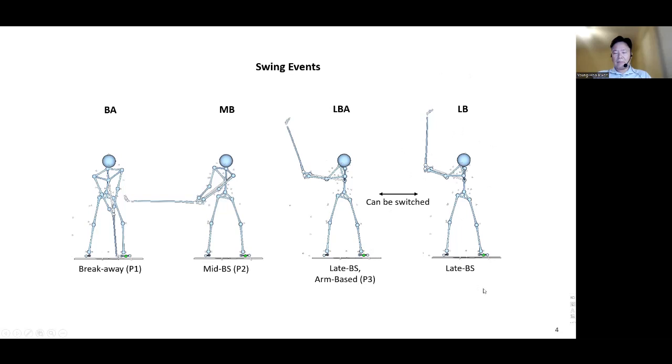Now, this doesn't have any P number here. And also, between the late backswing arm-based and the late backswing, this is the typical sequence. So you'll reach LBA first and then LB. But in some cases, these two can be switched. For those who start the backswing with an early wrist cut, you'll have the club aligned vertically first, and then the left arm or the lead arm becomes parallel to the ground. So these two events can be switched. And this late backswing does not have any P number here.